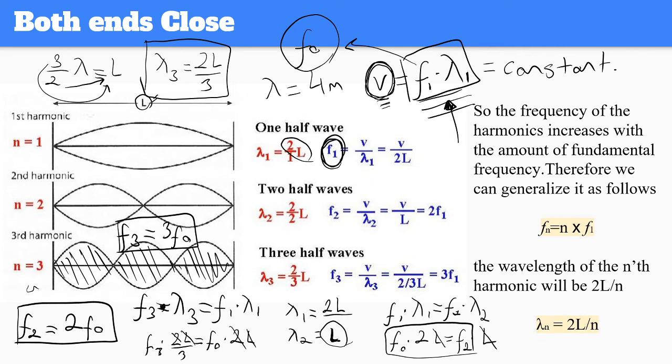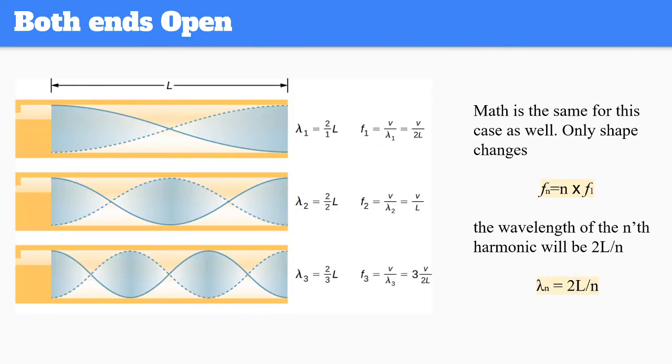And as you can see, if you continue doing this more and more, you will see that the fourth harmonic will become 4F0, fifth harmonic will become 5F0. So that means the nth harmonic is going to have F0 times n. And your wavelength is always going to be 2L divided by that n, and n is the number of harmonics. And this is for both enclosed systems.